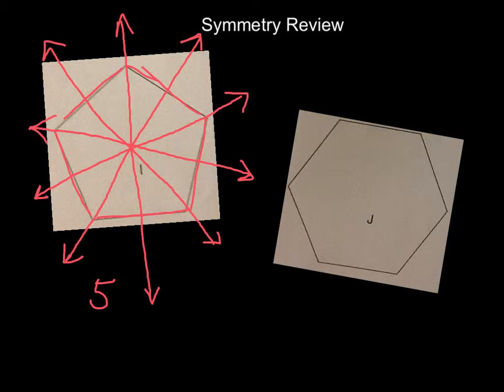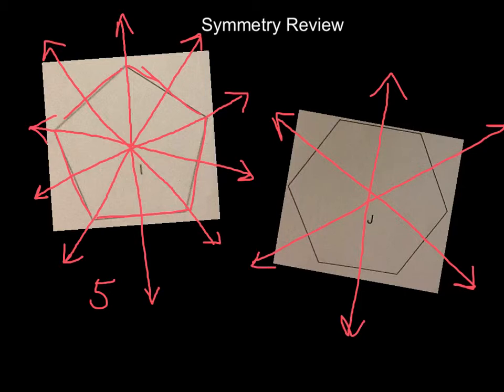Now let's look at shape J. Shape J is a regular hexagon. It has 6 sides, 6 equal sides and 6 equal angles. We could start out by making our first line going through from top to bottom in the center. If we folded that in half, both sides would meet up. And again, we could do that from the opposite sides. Oops, that one's a little off.